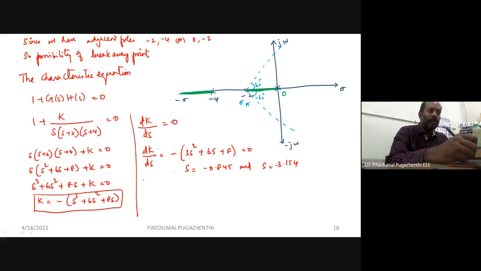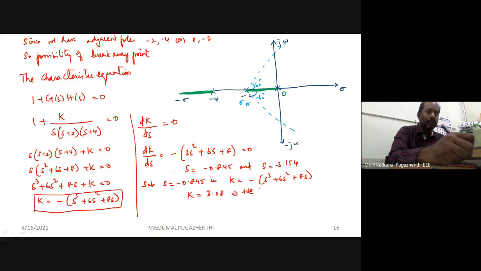Now substitute these values. Substitute s is equal to minus 0.845 in K is equal to minus of s cubed plus 6s squared plus 8s. If you substitute this, I will get K is equal to 3.08, which is positive. So s is equal to minus 0.845 is a breakaway point. If my K value is found to be positive for this s value, then I can say that point is a breakaway point.